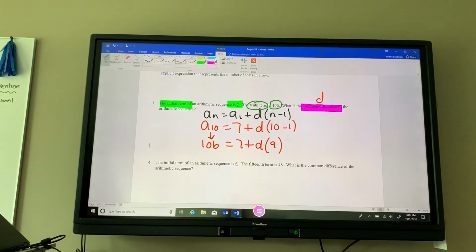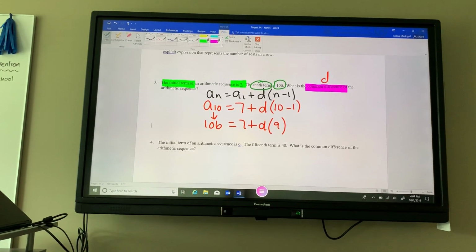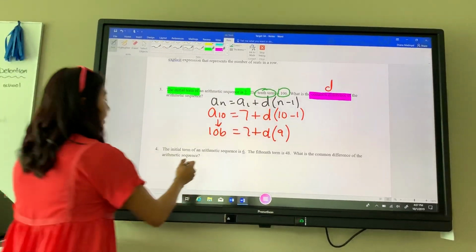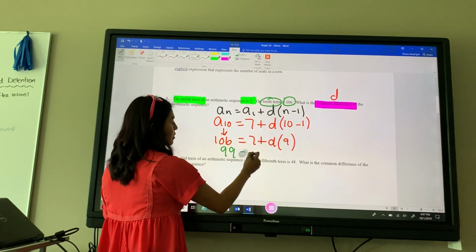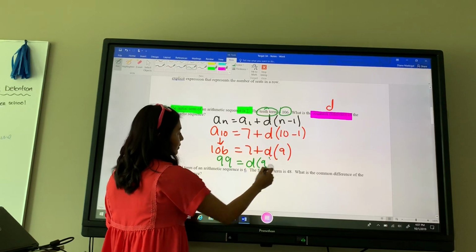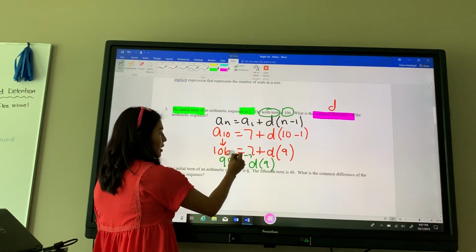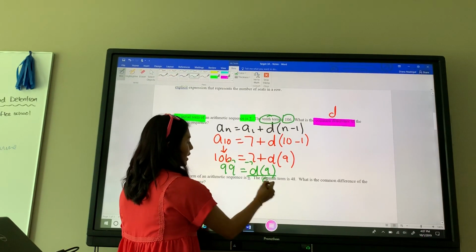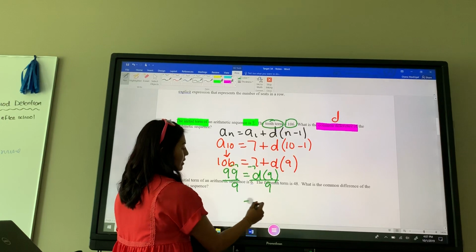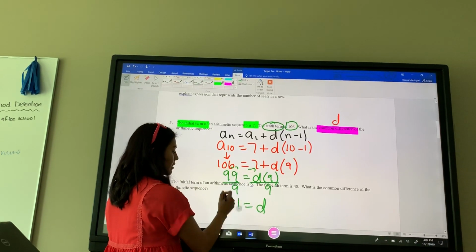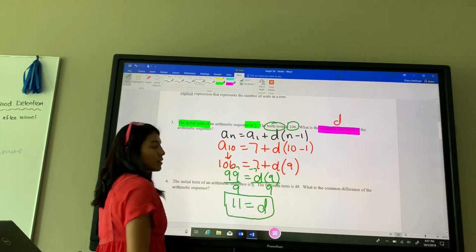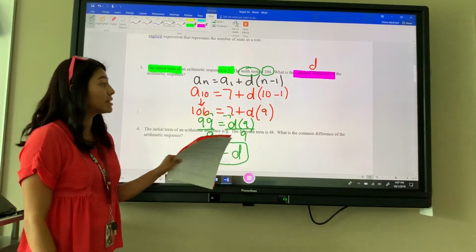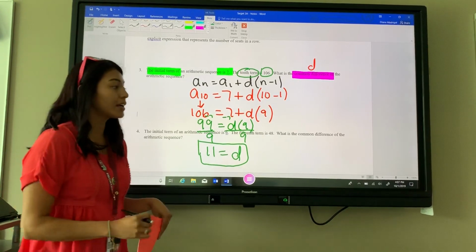You do the first thing, which is subtracting from 7. We have to subtract from both sides. And I get 99 equals 9D. You subtract 7 from both sides. Now what? I need to get D by itself, so I need to divide by 9. So that means that the common difference is 11. Okay, so you have to set up your equation, then give me the common difference. So find D. Okay, can you guys try the next one?